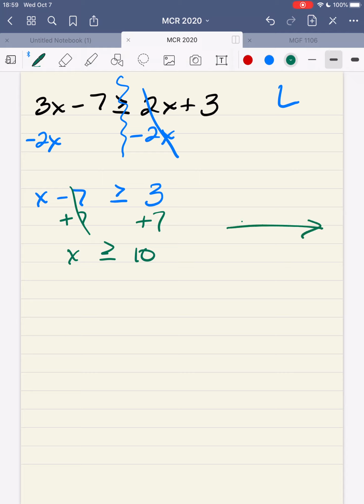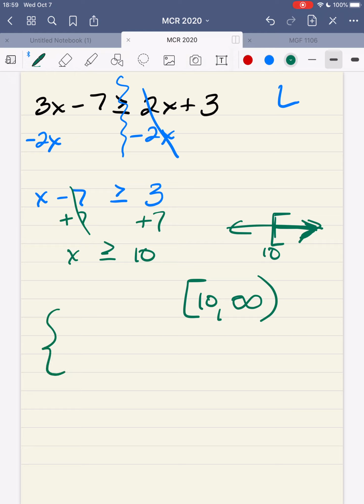And so if I were to graph this, I'd have 10, greater than or equal to gets a bracket. I'd shade to the right. Interval notation would be 10 to infinity. 10 gets a bracket, infinity gets a parentheses. Set builder would be x is such that x is greater than or equal to 10. Close it with a set of braces.